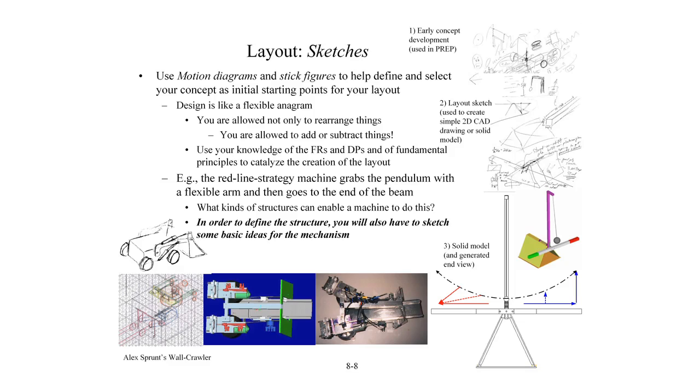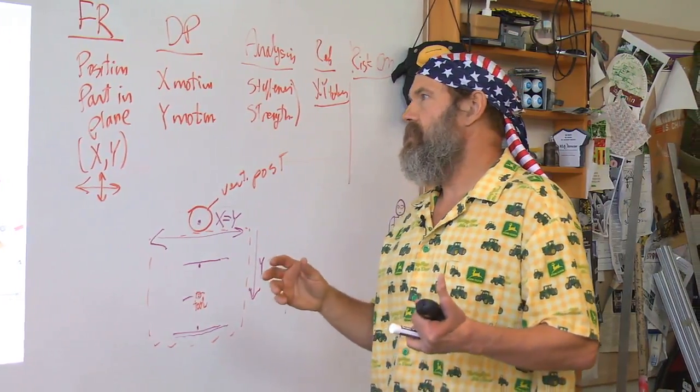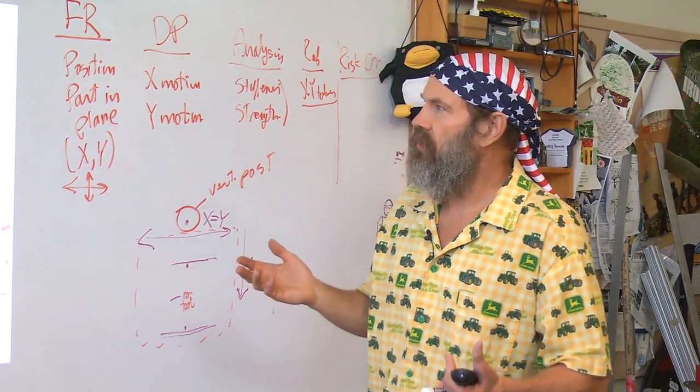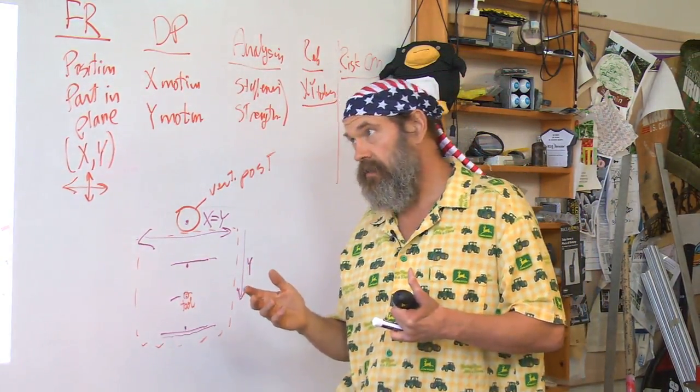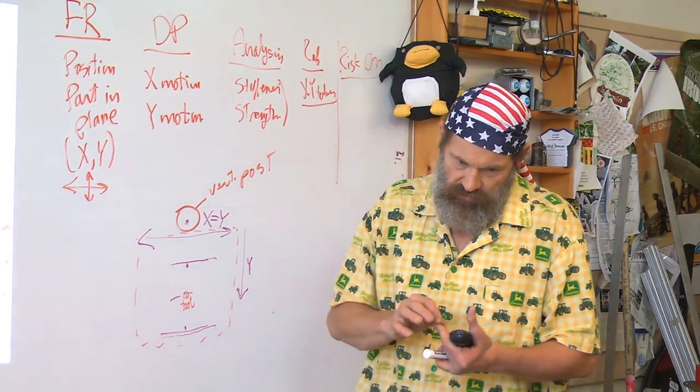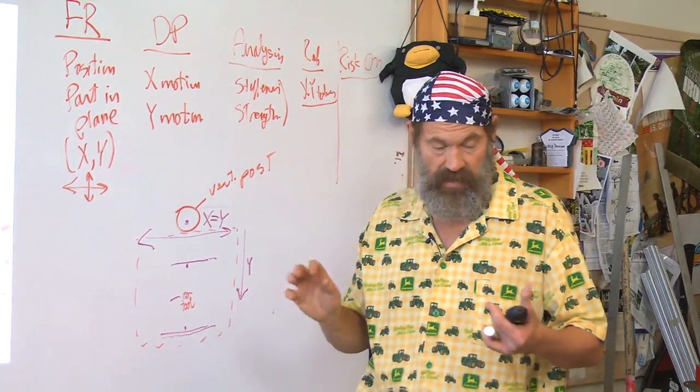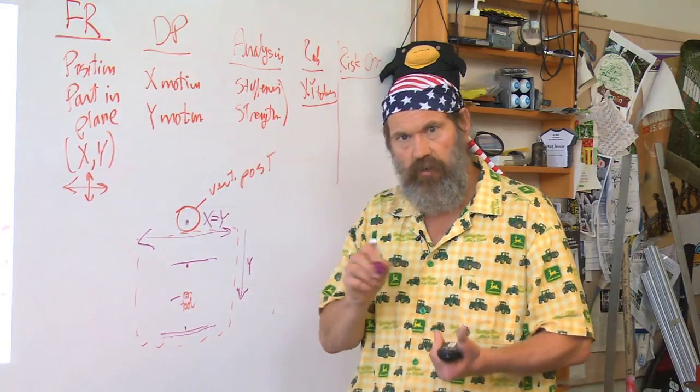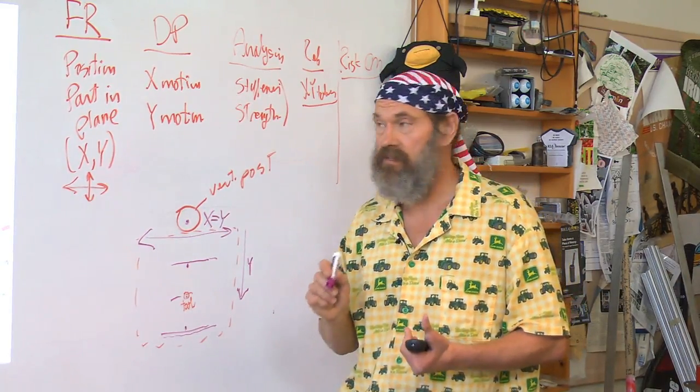Okay, so you think of the design like a flexible anagram. You're allowed to rearrange only certain things. You can add or subtract things. You can use different colors to represent different mechanisms. That's why sketching in your notebook with different colored pens is very, very powerful.